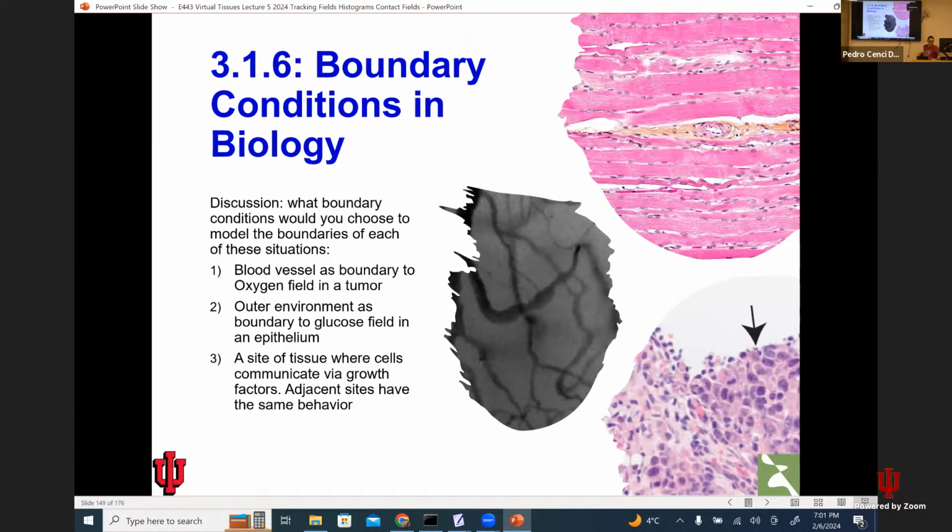A site of tissue where cells communicate via growth factor, and the adjacent sites have the same behavior. Here's blob A and blob B, and they're touching. There are growth factors in blob A and blob B, and they can go through the boundary. You're modeling only one set of cells, a site, and the outside we're pretending is the same stuff as the inside. We are modeling a small site of a whole piece of tissue, and they all behave the same. Periodic boundary.